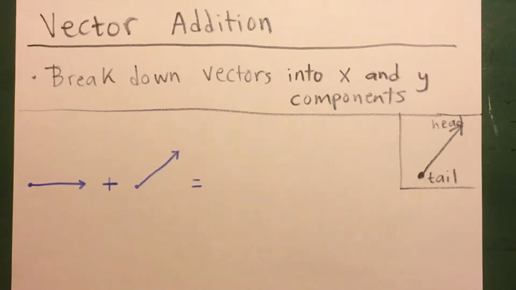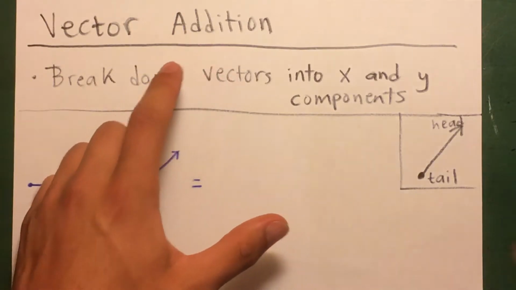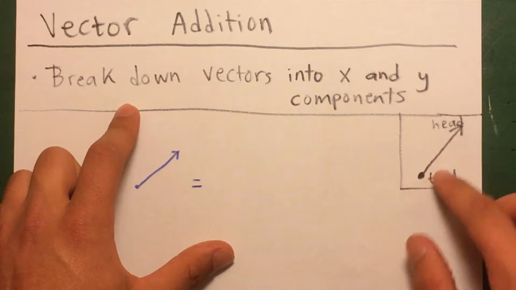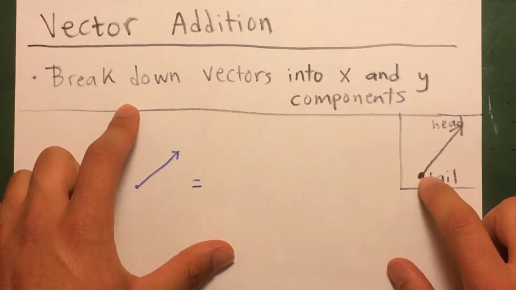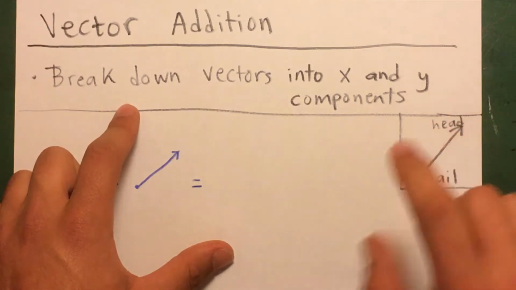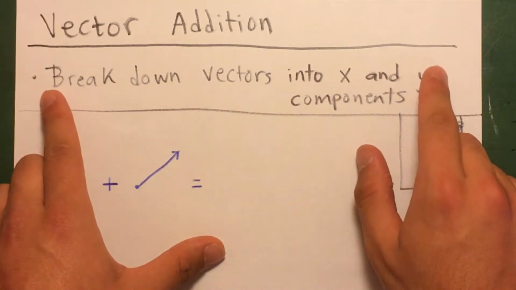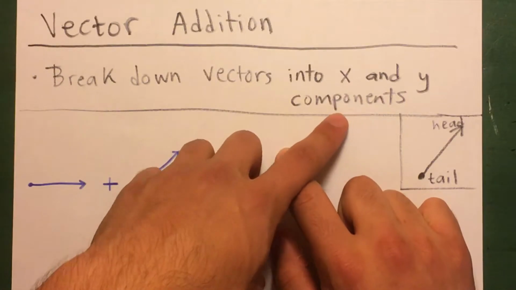Alright, so this video is about vector addition in physics. So right here is a little diagram of a vector. It's important to know that it starts with the tail and then ends with the head. Also, a very important property to go by is that we always break down vectors into x and y components.